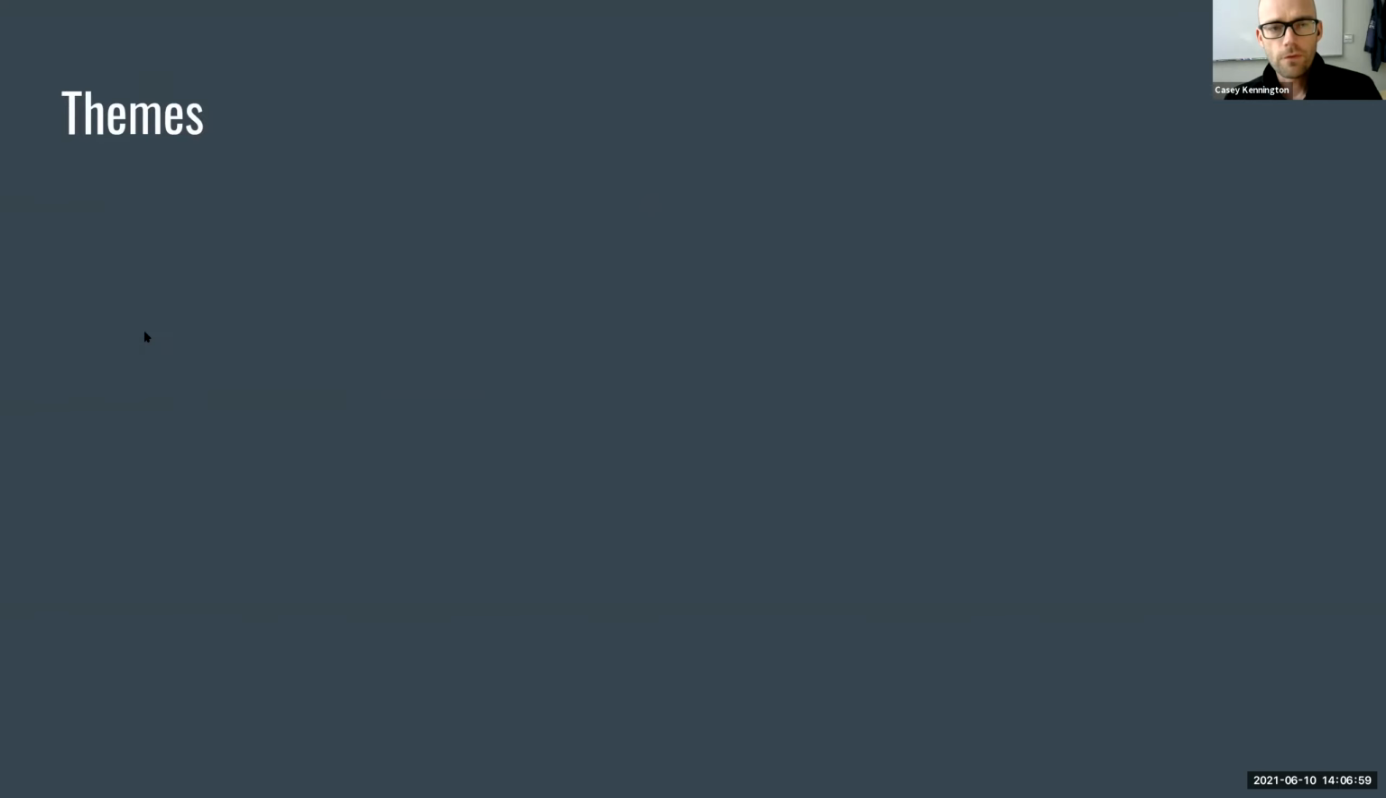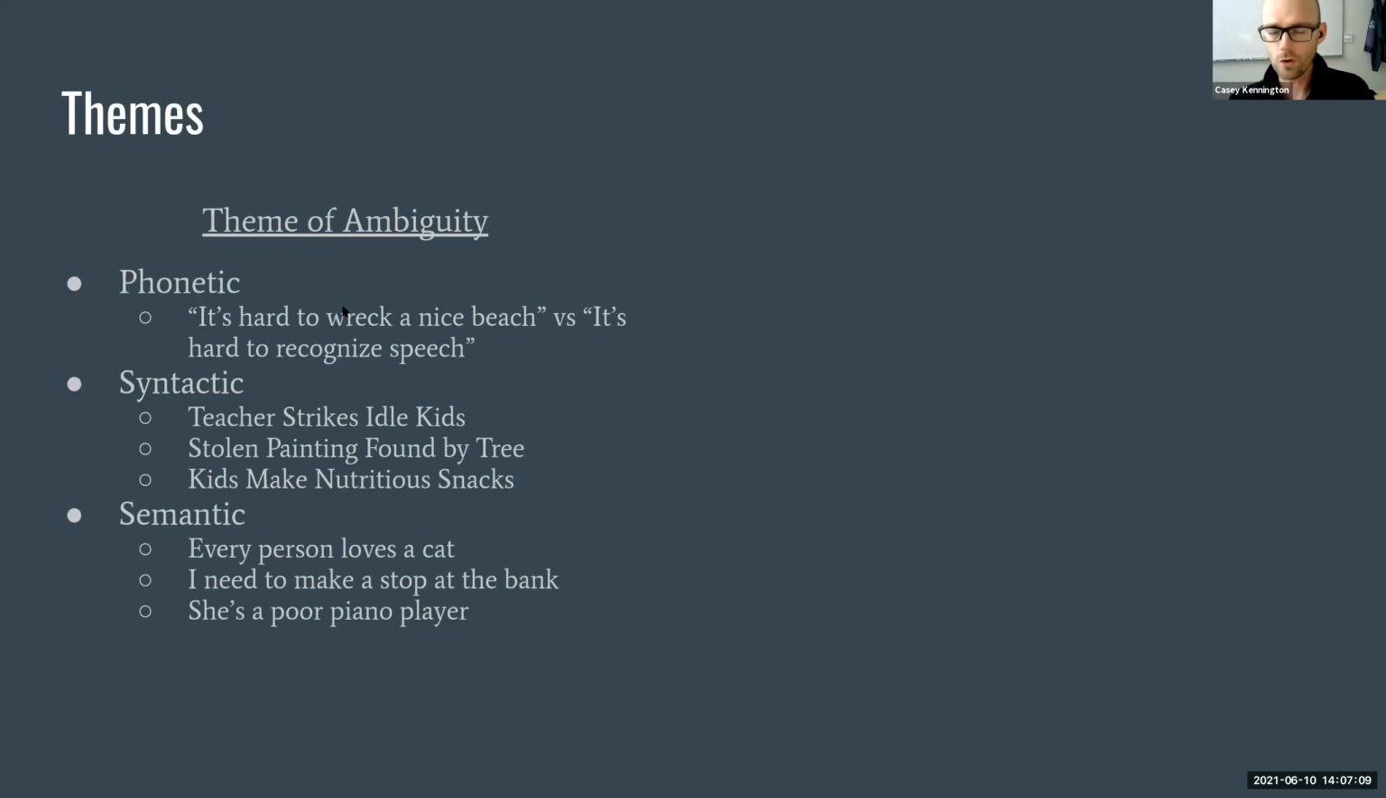The reviewers for my workshop paper here really liked the themes. There are two themes in this class that come up all through the semester, and one theme is the theme of ambiguity. And you know about ambiguity. It's hard to recognize beach versus hard to recognize speech, or kids make nutritious snacks, or every person loves a cat. Like, these are all different types of ambiguities that exist in language, and ambiguities are everywhere. And arguably, ambiguity is one of the reasons why NLP exists as a field, because we're trying to deal with ambiguity. And understanding ambiguity helps them understand linguistics, and it helps them understand what the problems are that we're trying to solve with natural language processing.